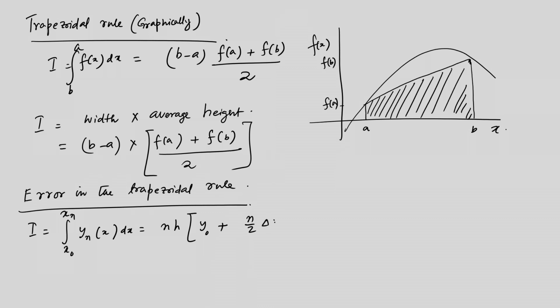n by 2 delta y 0 plus a n into 2 n minus 3 by 12 delta square y 0 and so on. Okay. So, the trapezoidal rule is for n equal to 1. So, the second term onwards, basically the terms from the second term onwards, are dropped.